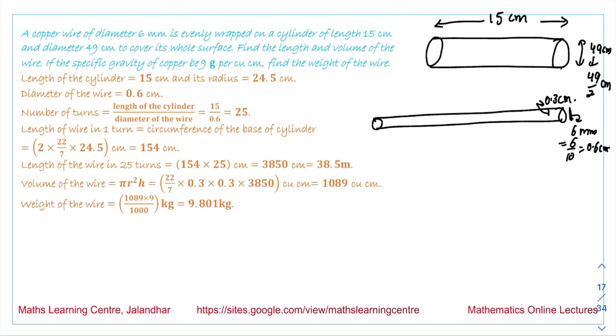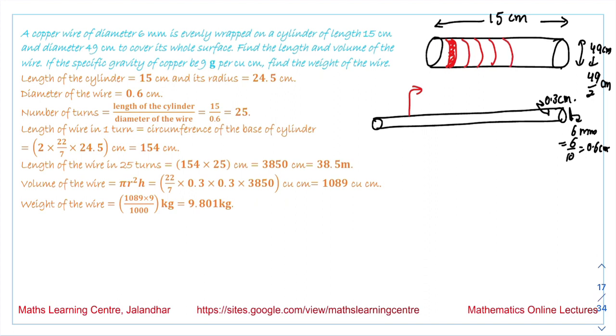So the radius of this wire will be 0.3 centimeter. Now this wire is to be wrapped on this cylinder, then we have to find the length and volume of the wire. So what we are saying is, suppose this wire is wrapped on this cylinder, this is one rotation that is given over here. This is one rotation. So how many rotations will be there? This is one, then next, next, next, next.